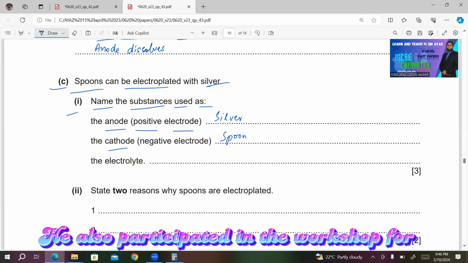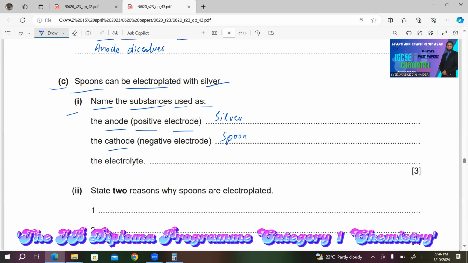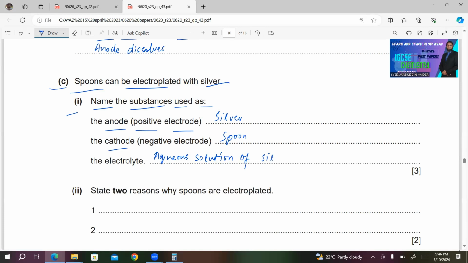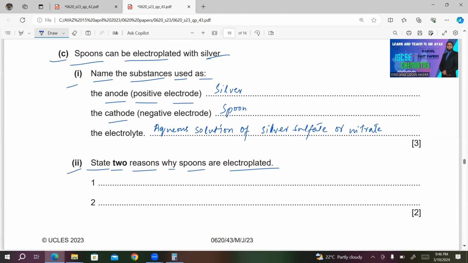What about the electrolyte? You have to take the aqueous solution of silver nitrate or sulfate. Number 2, state 2 reasons why spoons are electroplated in order to improve the appearance and prevent corrosion. Improve appearance. Prevent corrosion.